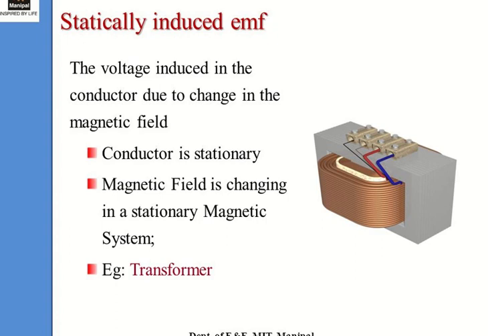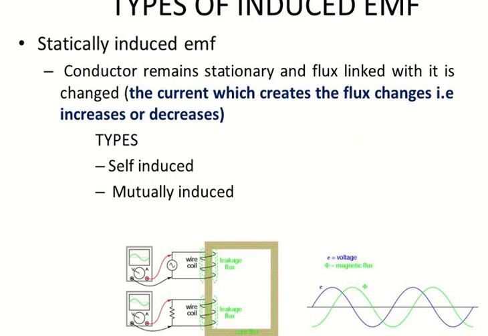What is statically induced EMF? In statically induced EMF, the conductor is stationary and the magnetic field is produced or changed by changing the current. The conductor remains stationary and the flux linking with it is changed by changing the current through the circuit. By changing the supply, you are changing the flux linkage. Here the magnet is stationary and the conductor is stationary.